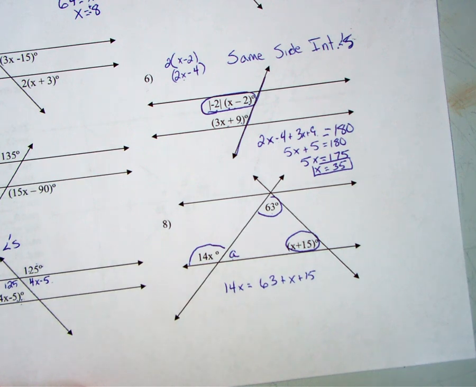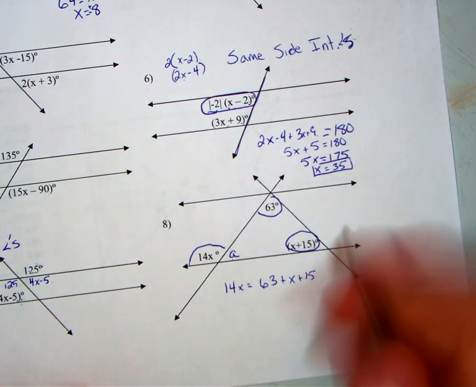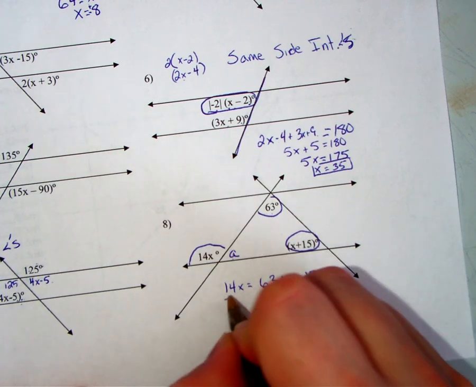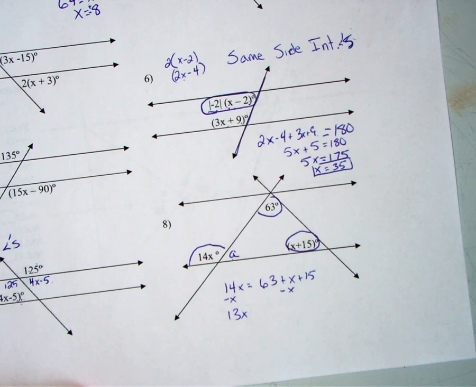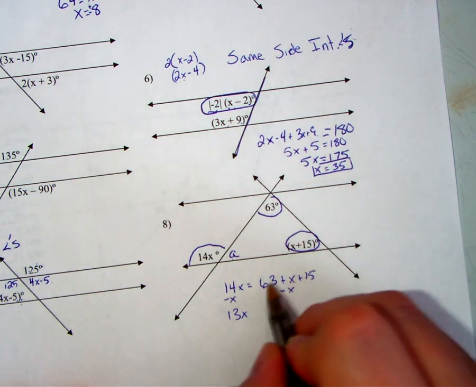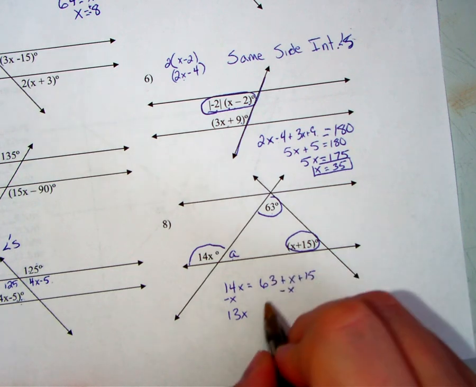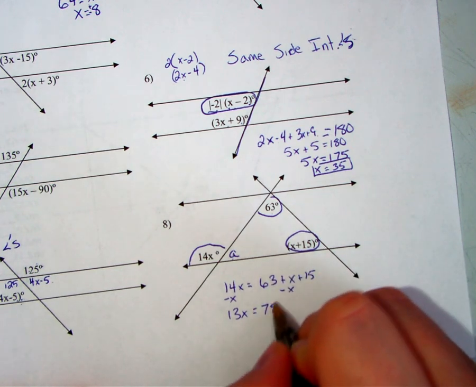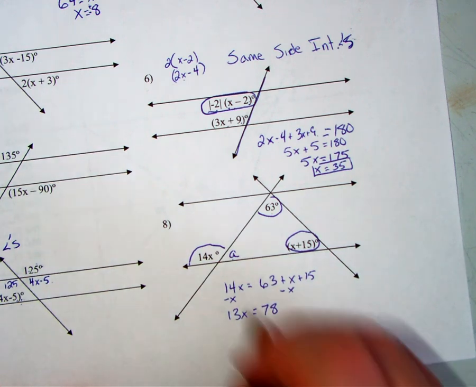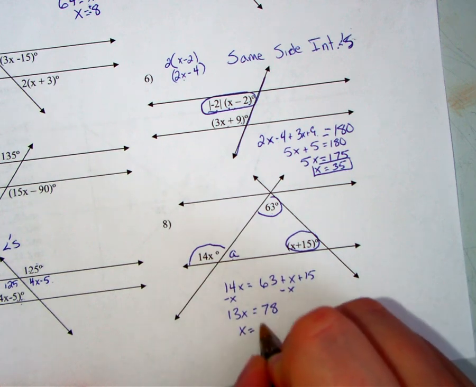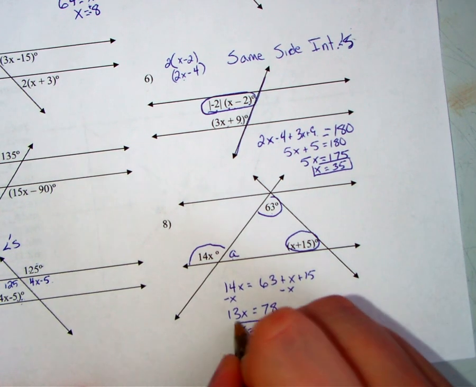Well, now we need to first get all of our x's on one side of the equation, so I'm going to subtract x, 13x, and then I'm going to add my 63 and 15 to equal 78. To get x by itself, we divide by 13, and x is equal to 6.